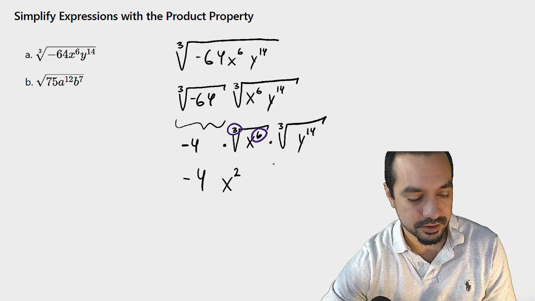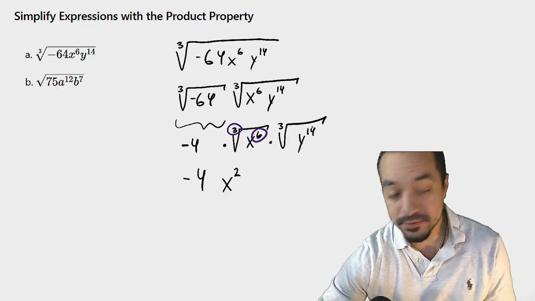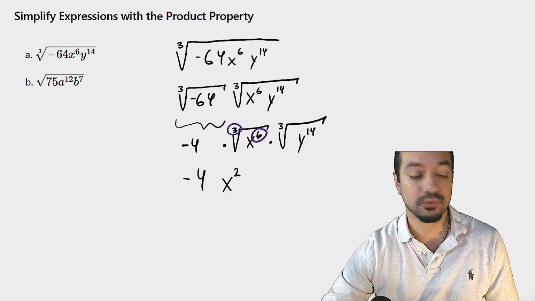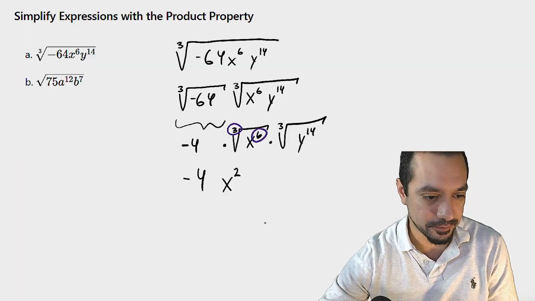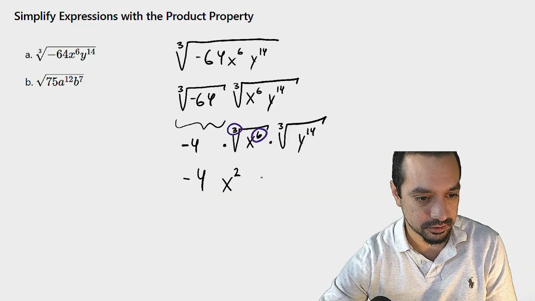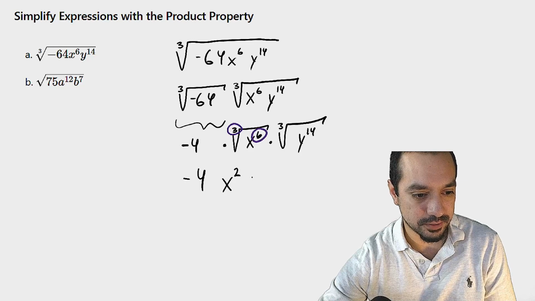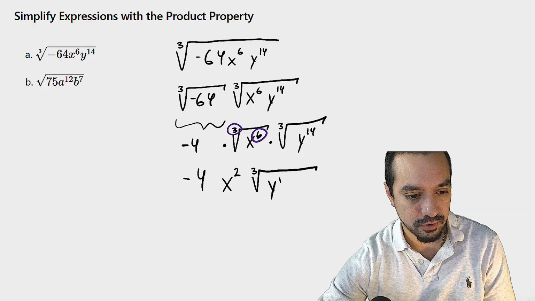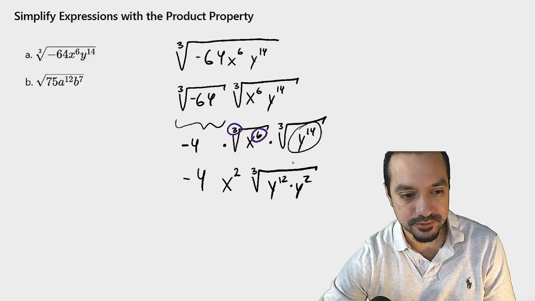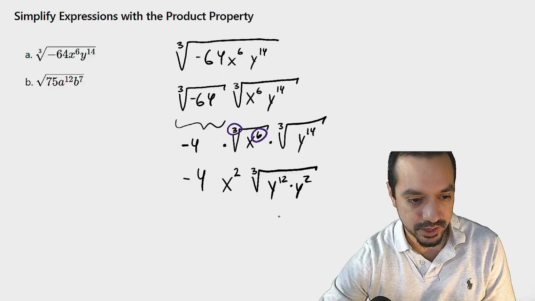Over on this other side, we have the cube root of y to the 14th. So y to the 15th would be perfect. Y to the 15th would work out perfectly. Since we have 14 though, it's not going to work out. We're going to have some leftovers. So what I'm going to do is split this up into something that is divisible by 3. We'll do y to the 12th times y squared. That's the same as saying y to the 14th. All I did was pull 2 of those exponents.